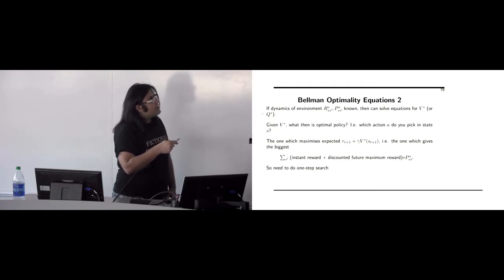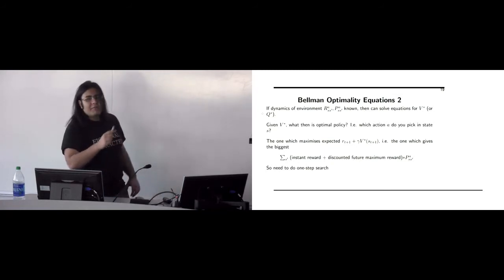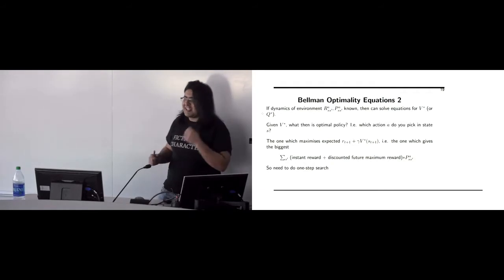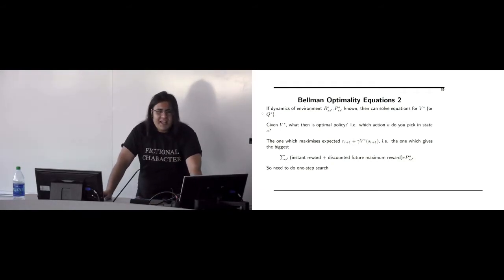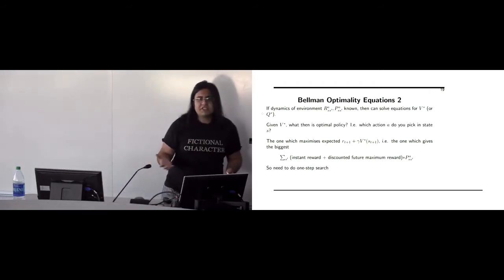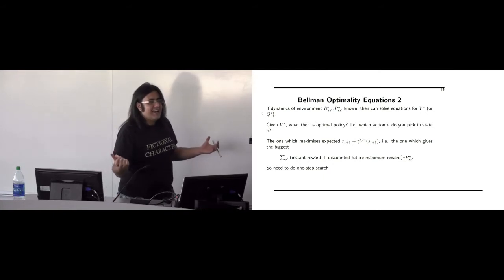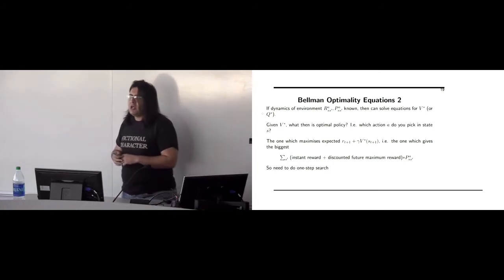Given V star, what then is the optimal policy? Which action A do you pick in state S? You have the answer in front of you, but can anyone describe it in a 5-word sentence? If we have V star, how can we derive pi star from it? Or if we have Q star, how can we derive pi star from it? Let's start with Q star. We have an optimal Q function that tells us the optimal value of taking action A at state S. How can we derive the optimal policy from this Q star?